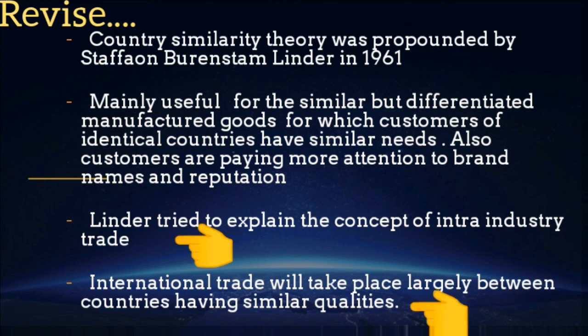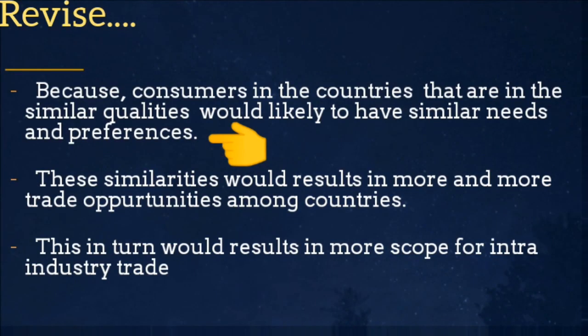Next point, according to this theory, international trade will take place largely between countries having similar qualities, because consumers in countries with similar qualities are likely to have similar needs and preferences. These similarities would result in more and more trade opportunities among countries, and last point, this in turn would result in more scope for intra-industry trade.